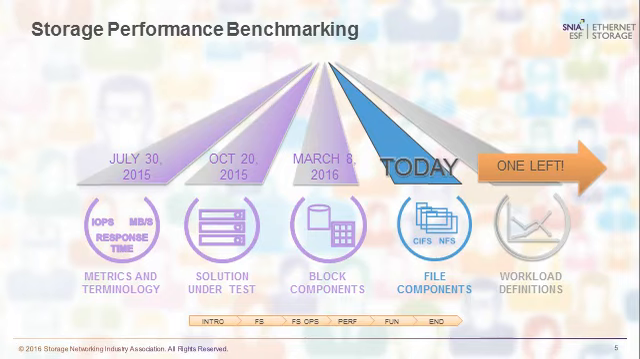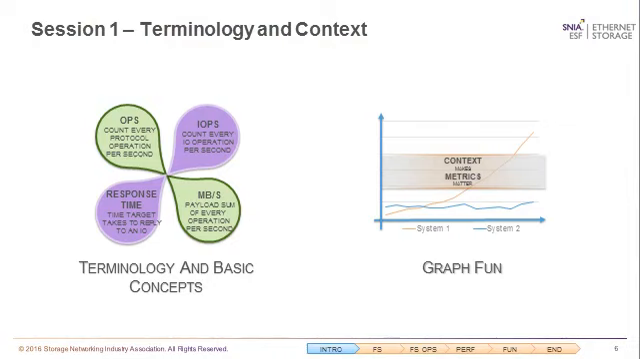Well, this is our installment number 4 of the Storage Performance Benchmarking series. We've had 3 successful runs before, and let's repeat a little bit of what we've done prior to this to lay the foundation for the rest. In the first session, we discussed terminology and basic concepts of storage performance. Little things like ops versus IOPS. And we also took a look at the graph. We had some fun with it to emphasize a very important point.